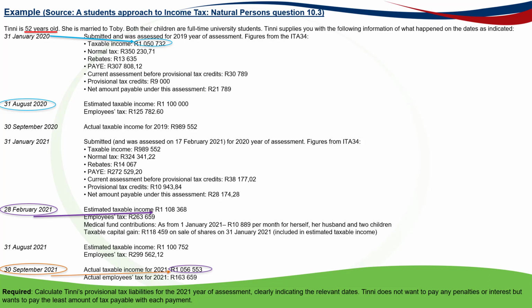The third provisional tax payment, should it be necessary, needs to be paid on or before 30 September 2021. This payment will be based on the actual taxable income if there was a shortfall from the first and second provisional tax payment.